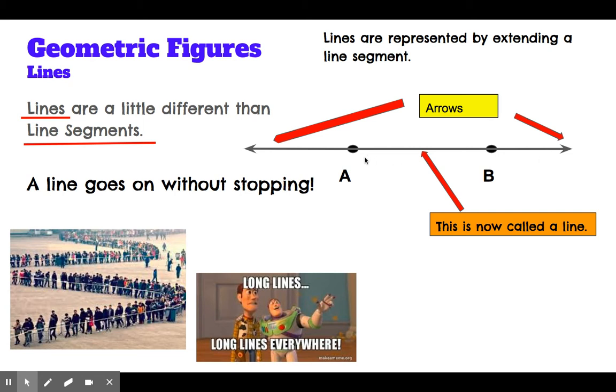Before, it had endpoints. That was a line segment. But now this is a line that goes on forever and ever and ever. And the arrows show that it does go on forever. So that, my friends, is the difference between a line and a line segment.